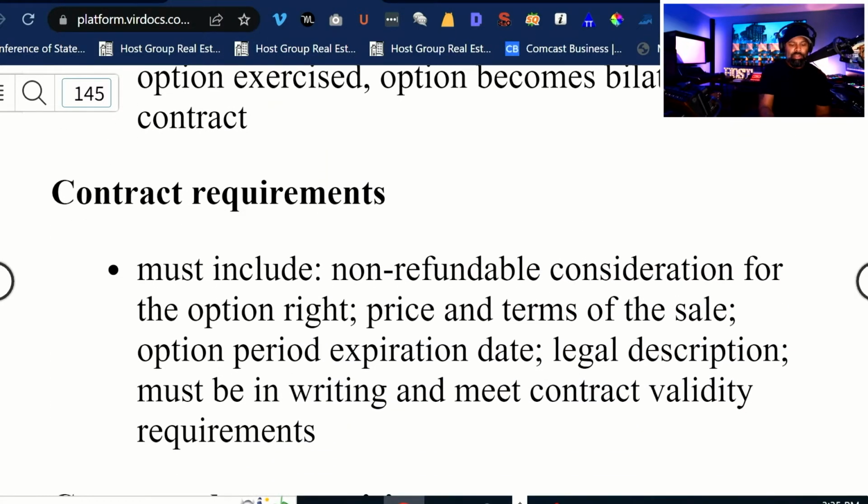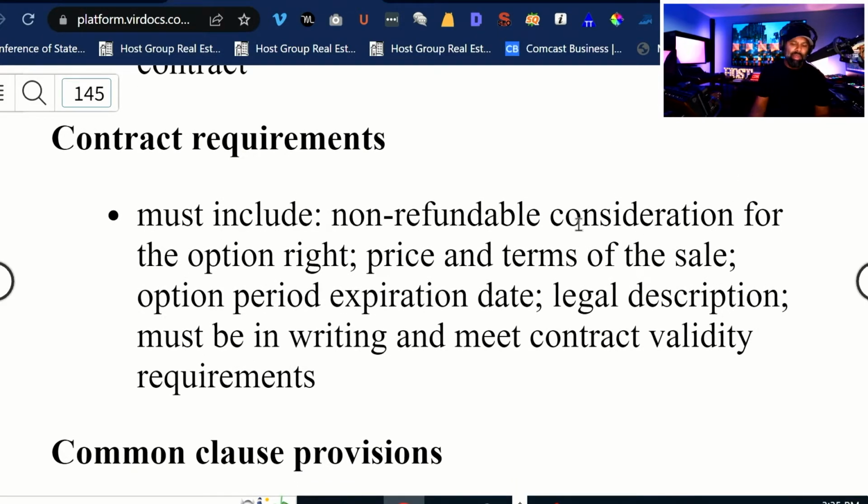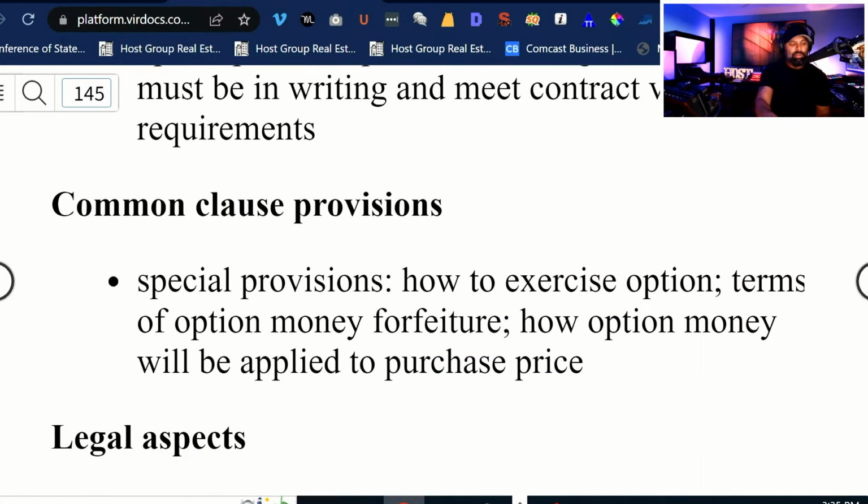Contract requirements must include non-refundable consideration. That was the big thing that I wanted you to memorize, so we highlighted it for the option, right? Price and terms of the sale, option period, expiration date, legal description, must be in writing to fit the statute of frauds in most states and meet contract validity requirements.